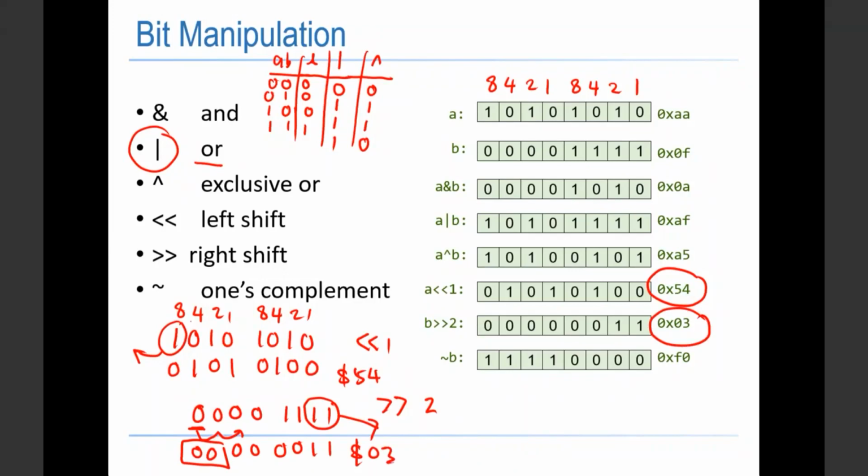And last but not least, the last one here is complement. This tilde B means that you're going to invert your B. So 0 becomes 1, 1 becomes 0. Since this is 0F, after you do the inversion, you invert the value, you will get F0. So that's why you get F0.